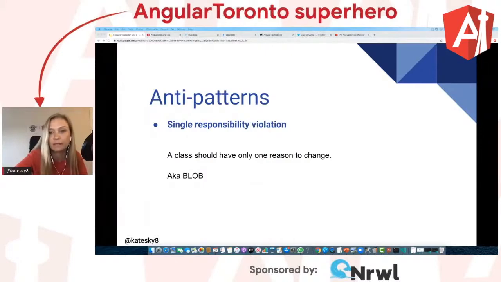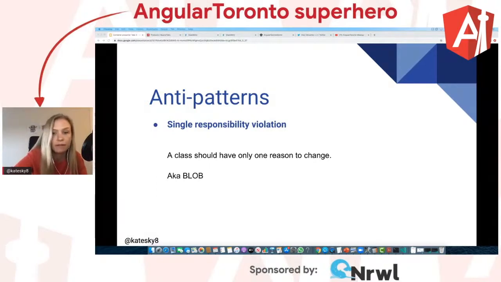So the first anti-pattern I want to talk about is single responsibility violation. The rule is objects should only have one reason to change. It should be small with a minimum number of dependencies. We also want to check that the dependencies to the component don't break this principle, and there's no tight coupling. The way to spot this anti-pattern is when your component is too large.